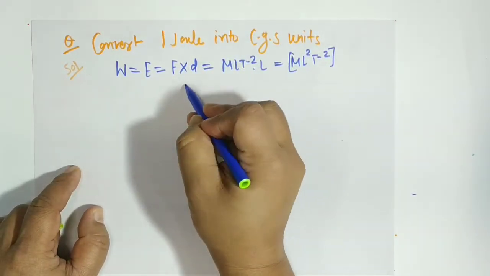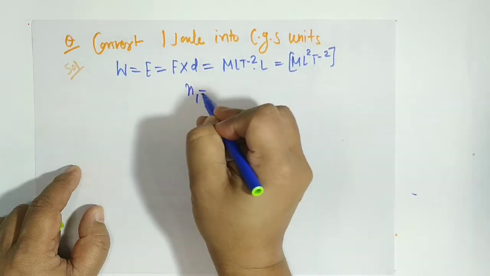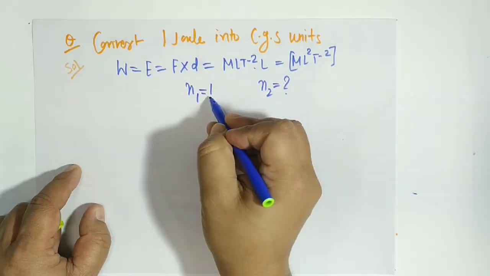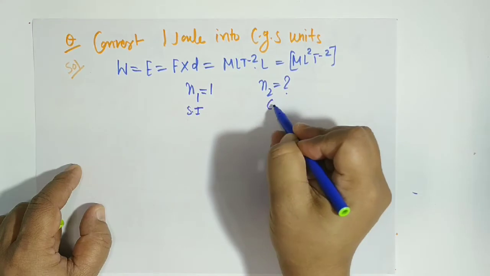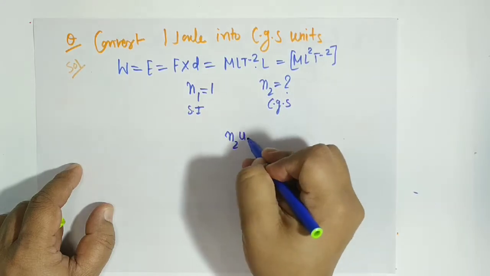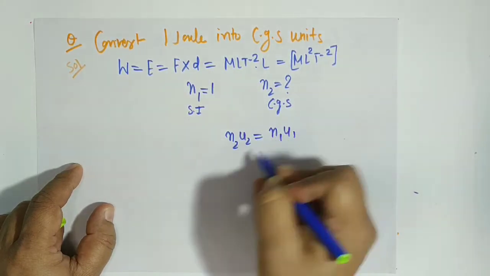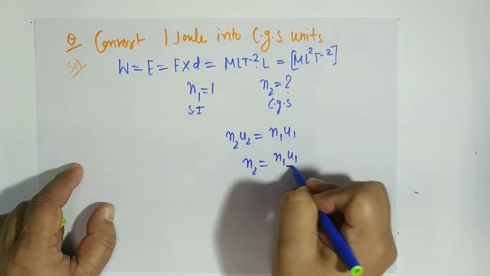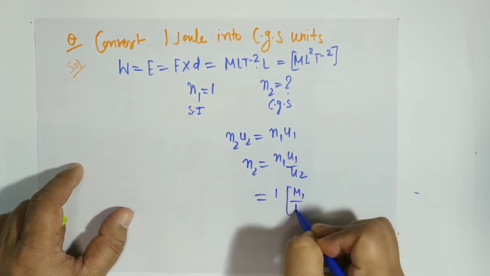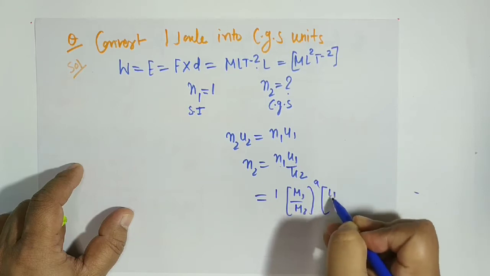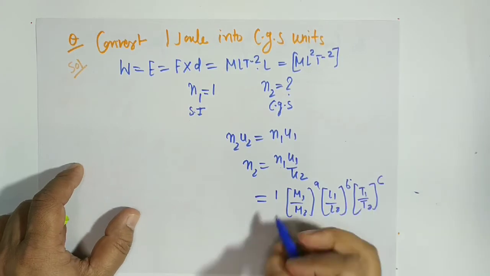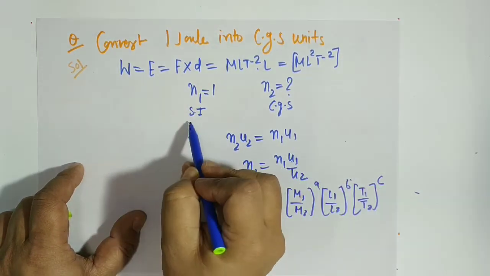Now N1 is given as 1. You have to find N2. N1 is in SI, and N2 you have to find in CGS. So very simple, N2U2 will be equal to N1U1. So what is N2? You know, N1U1 by U2. N1 is 1. And U1 is again M1 by M2 to the power A, L1 by L2 to the power B, T1 by T2 to the power C.